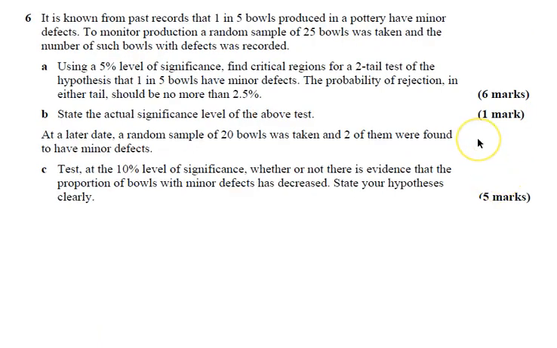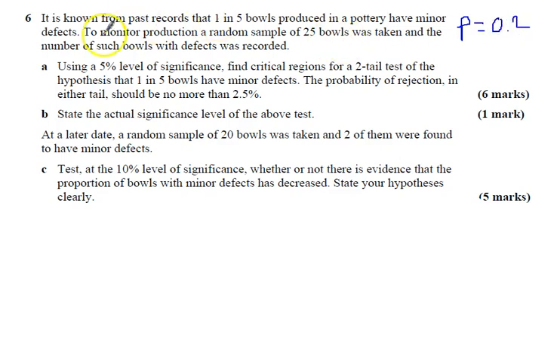I'll go through another question, which is on the same topic. Another question I was asked to go through. It's question 6 from this sheet, and it says it is known from past records that 1 in 5 bowls produced in pottery have minor defects. Now, that instantly to me is a probability. 1 in 5 bowls from past records, that is definitely a probability there. So let's move the pen again, and we can write that down as the probability as 0.2.